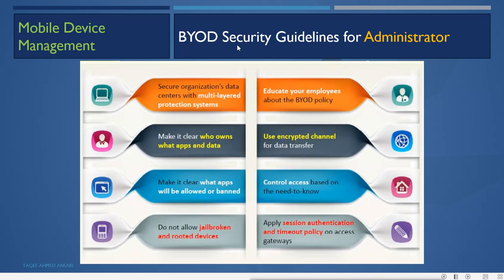And the security guidelines for the administrators. The administrators have to follow these guidelines: secure the organization's data center with a multi-layered protection system. Then educate your employees about the BYOD policy. This is very important, otherwise they will do careless things. Make it clear who owns what apps and data, and use an encrypted channel for data transfer. Make it clear what apps will be allowed or banned. Then control access based on need to know. Do not allow jailbroken and rooted devices. Apply session authentication and timeout policy on access gateways.